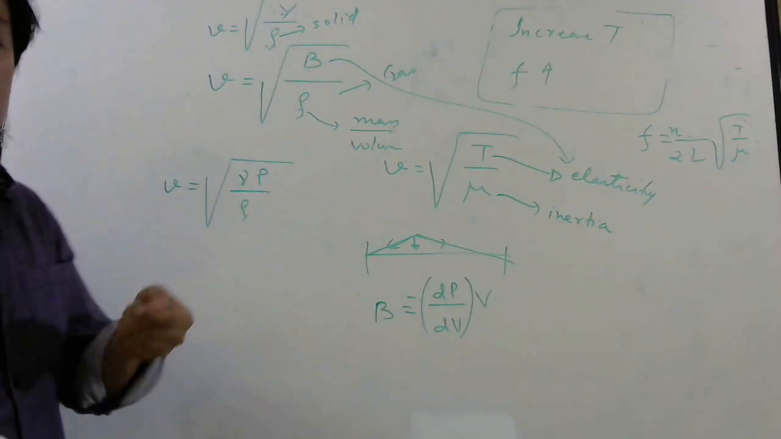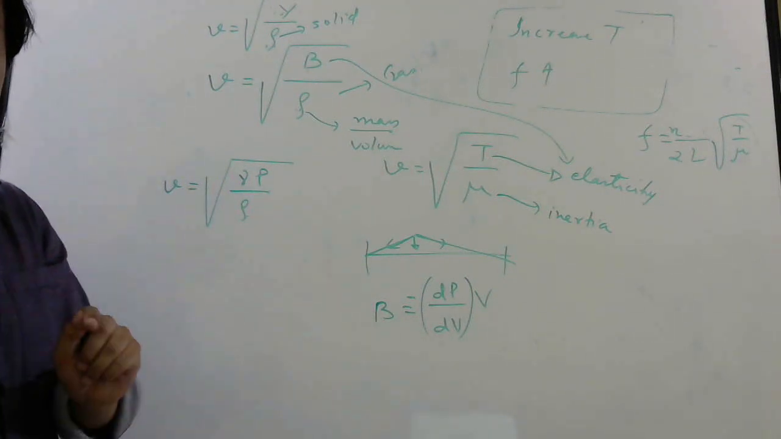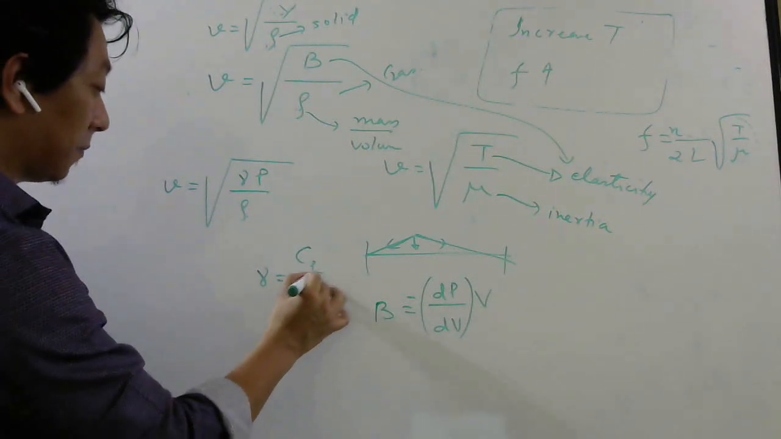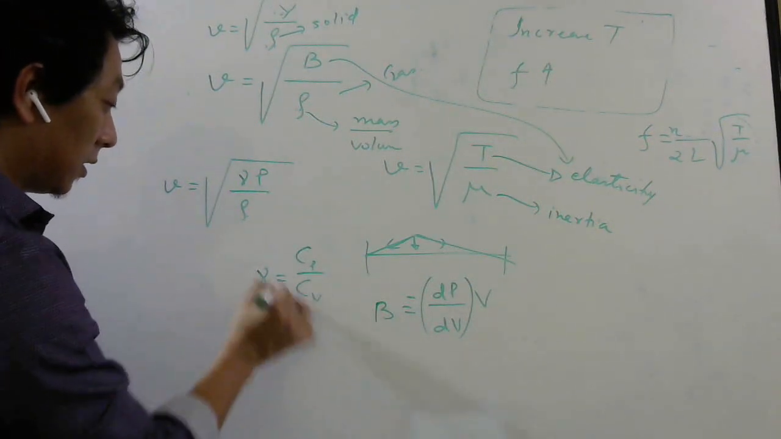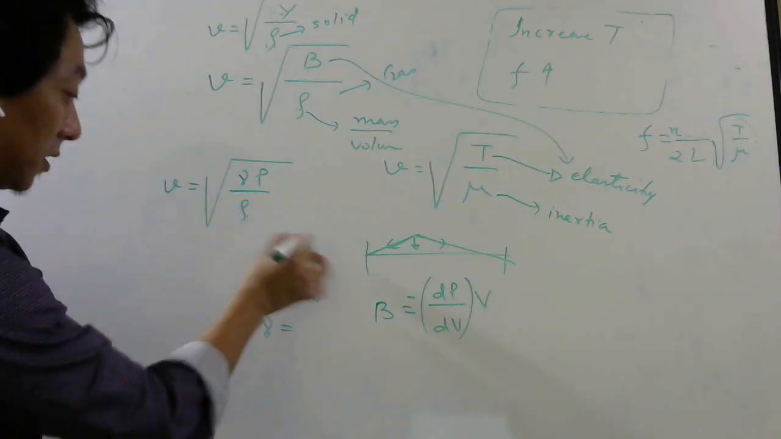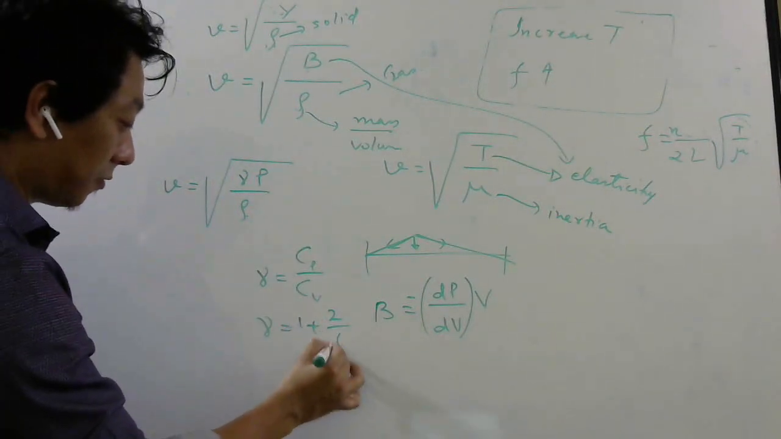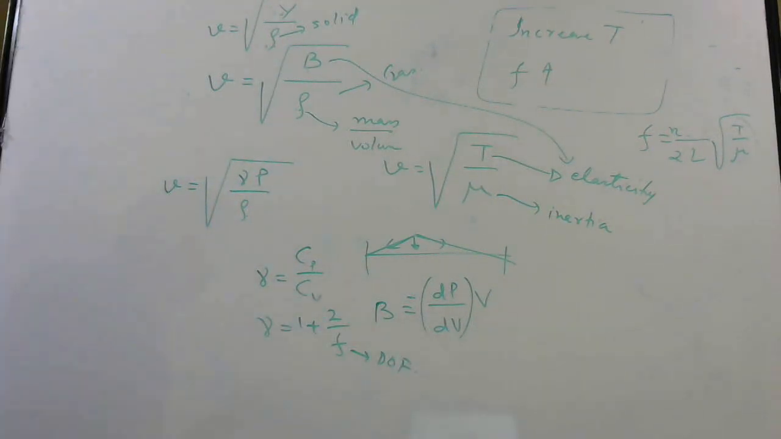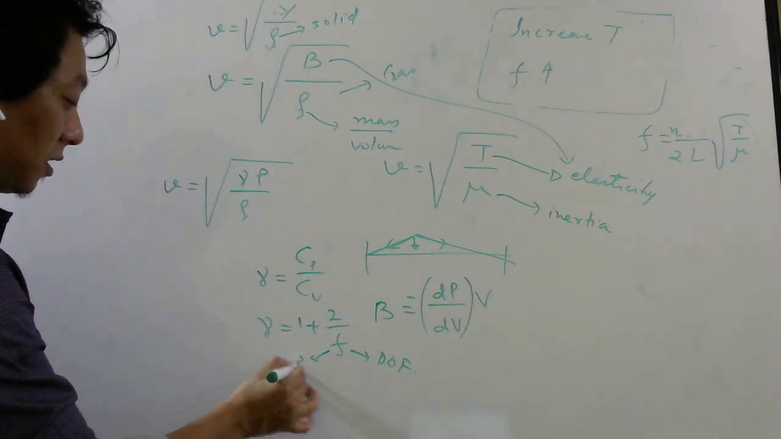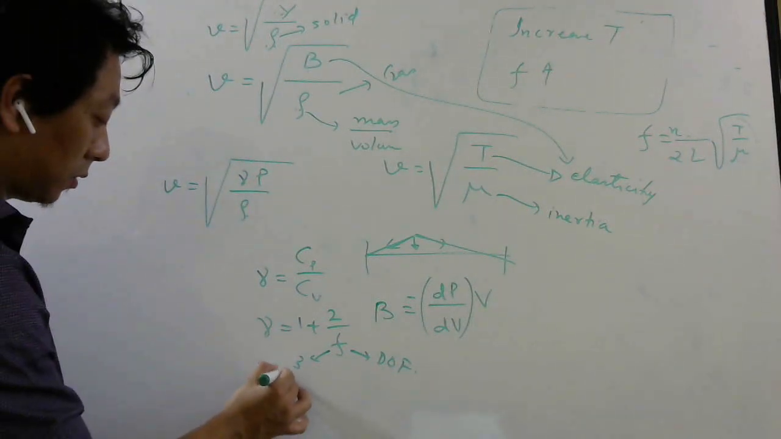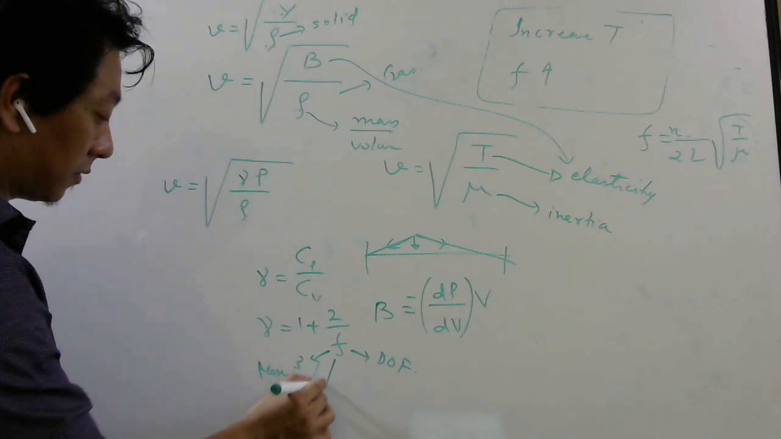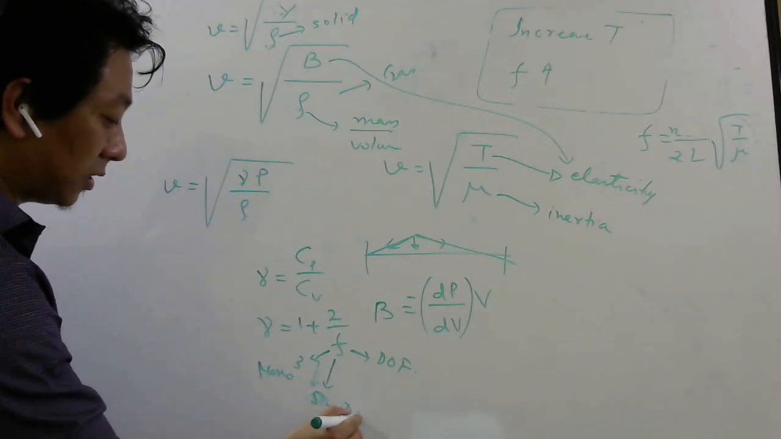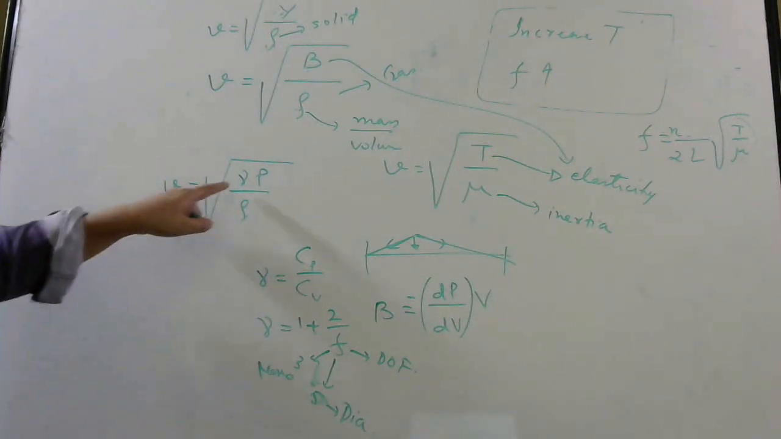Gamma is the ratio of molar specific heat at constant pressure divided by molar specific heat at constant volume, Cp by Cv. Now this in turn, if you do the kinetic theory of gases chapter, is 1 plus 2 by F, where F is the degrees of freedom. For monoatomic gases, degrees of freedom is 3. For diatomic, it is 5. So if you know the kind of gas, you can easily calculate gamma.